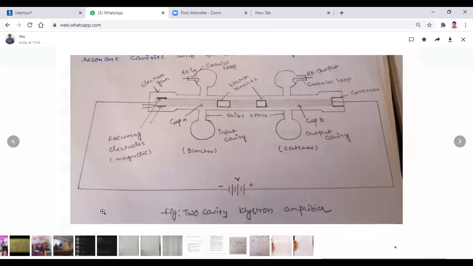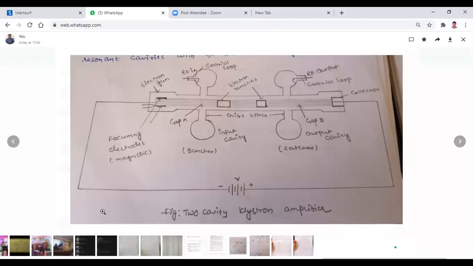So now finally you can say that, as I told you already, bunching occurs only once, with respect to the reference electron. With the proper design, a little RF power applied to the buncher cavity results in a large beam current at the catcher cavity.